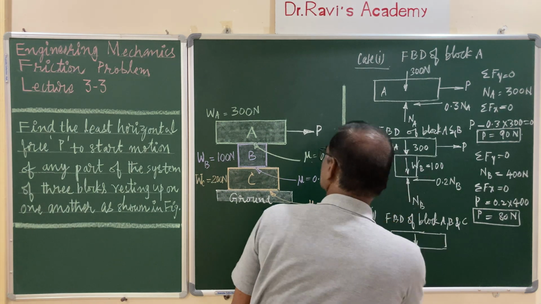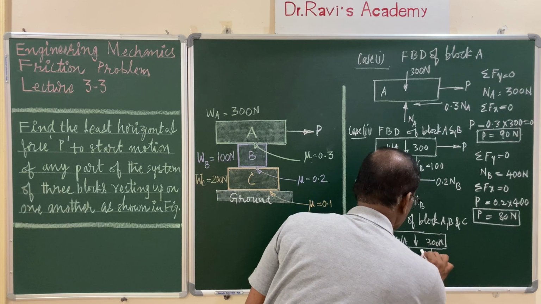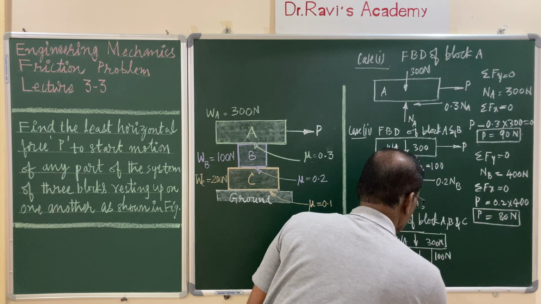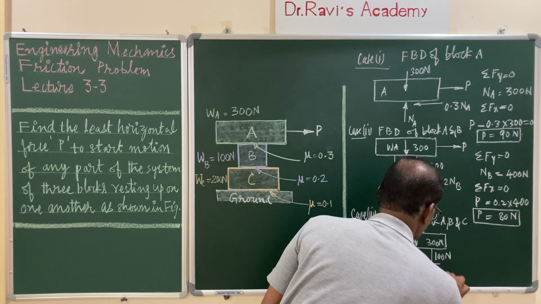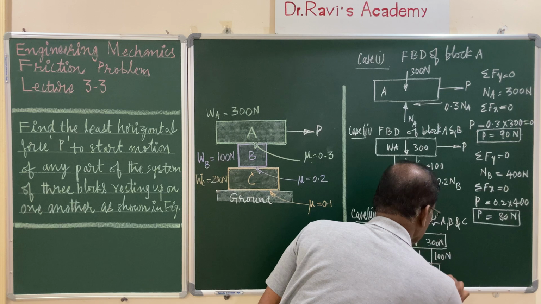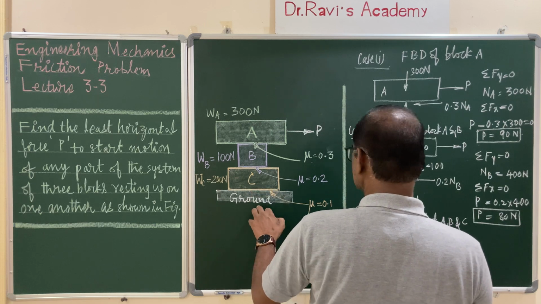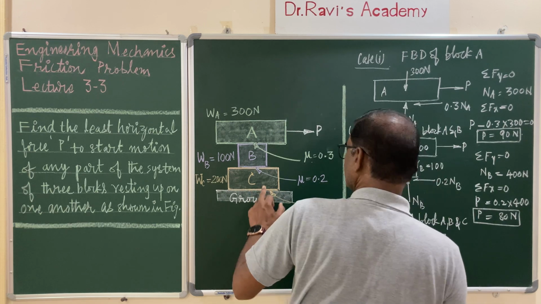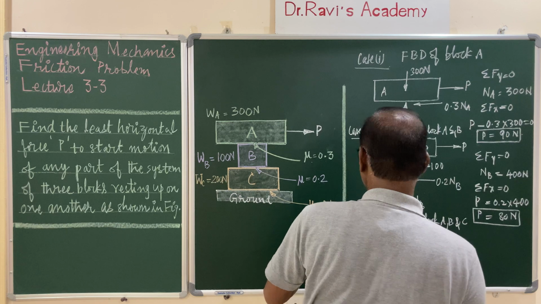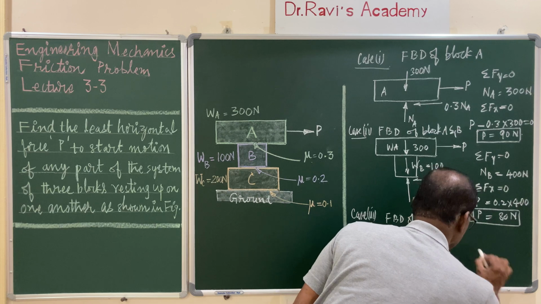Weight is 300 newtons downwards. This is A, and block B, WB, that is 100 newtons downwards, and lastly you have C also. So this is WC, and that value is 200 newtons. All three are represented downwards, and the reaction offered by the ground upon C, let us write down, is NC. The frictional force: it is given that the coefficient of friction is the lowest value, that is 0.1 times NC.